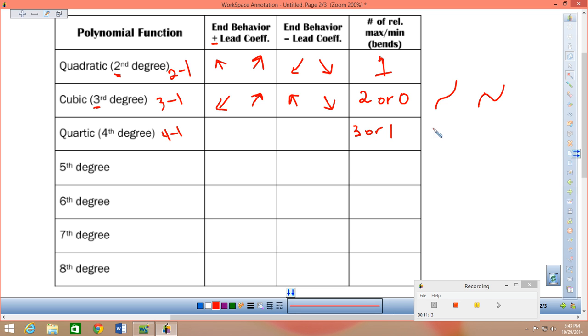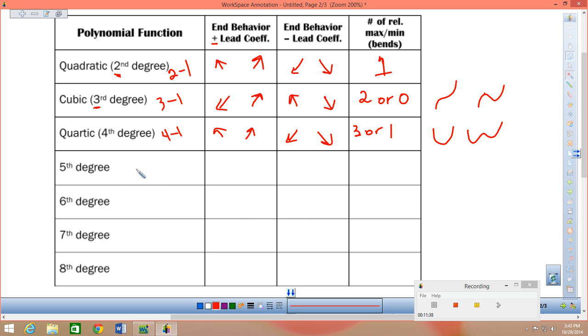So this one could look like this, kind of like a parabola, but it's a little bit more U-shaped. Or it could give me any kind of W or M. It could be flipped upside down. 1, 2, 3. So lead coefficient positive, both ends are going to go up. Lead coefficient negative, both ends are going to go down.